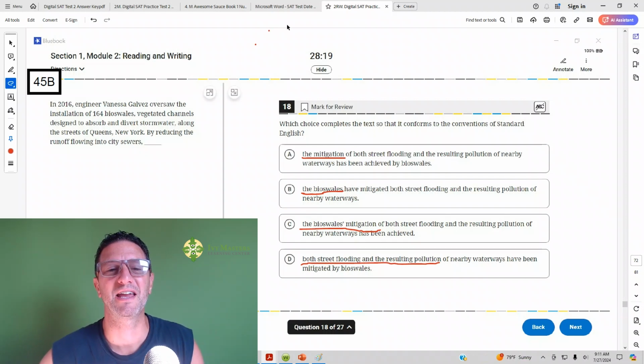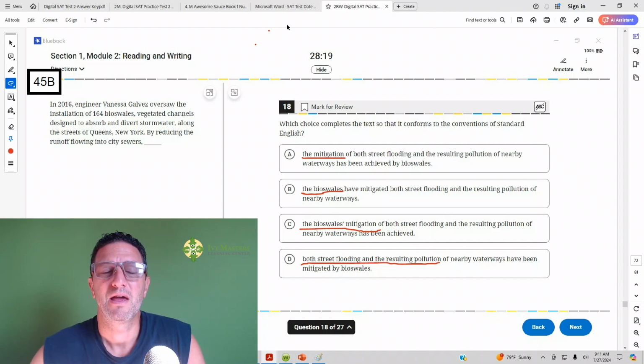Today we're going to look at the 18th question from Digital SAT Test 2, Module 2B. This is from the Bluebook app. Number 18 reads: "Which choice completes the text so that it conforms to the conventions of Standard English?" It's one of the hardest-seeming writing questions.